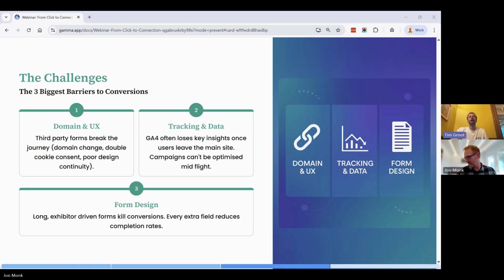Yeah, so if we start with this first topic, domain and UX, in my opinion, there are really only two solutions to this. Solution one is hosting your registration forms on a subdomain. So let's say your event is DCD London, Data Center Dynamics London, happening right now in the Business Design Center, or was there this morning, right? That's your top level domain, dcdlondon.com, let's say. And then you host your registration form on register.dcdlondon.com.